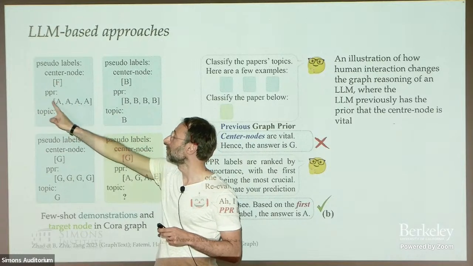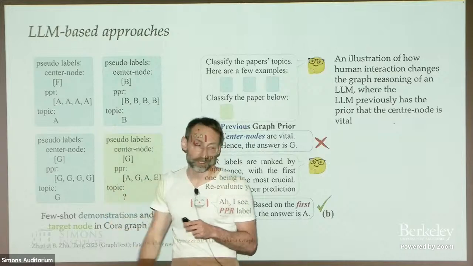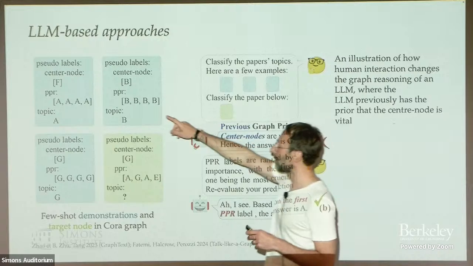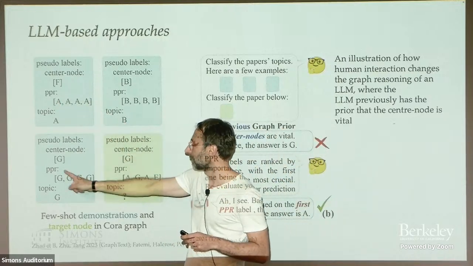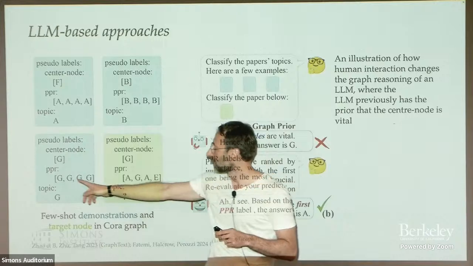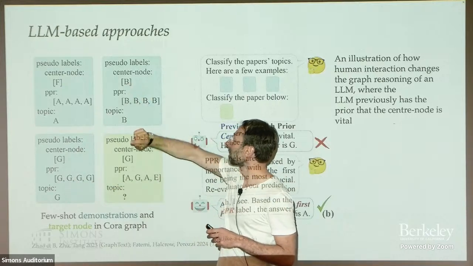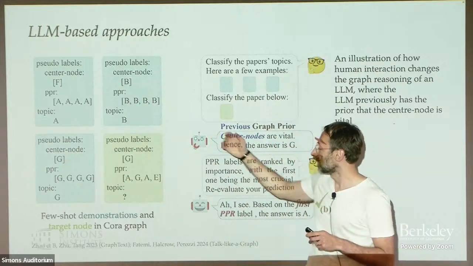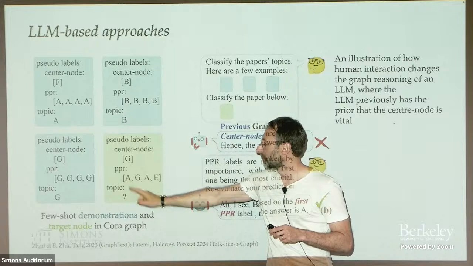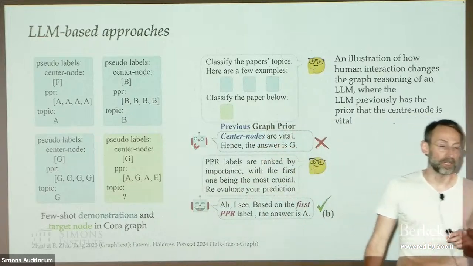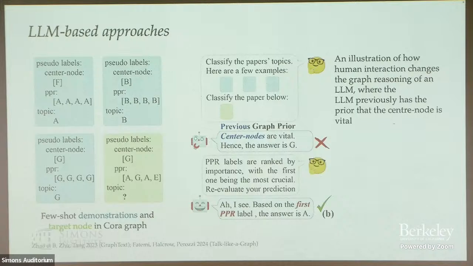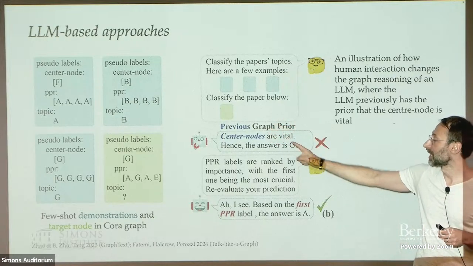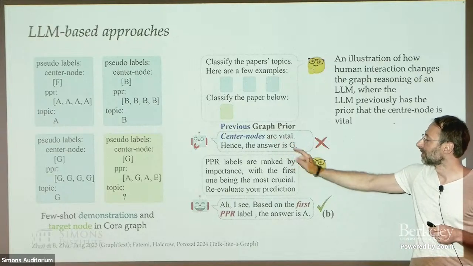You get patterns like this: this is my central node, and these are the labels of the neighbors, ordered based on personalized PageRank. My node is of type F, and the neighbors are all A. In another example, the node is of type G, and all the neighbors are G. In another, the node is of type B, and all the neighbors are B. And here is the question: I give you a node G, and the neighbors are A, G, A, E, and you need to predict what type the node is. We use a pre-trained model like ChatGPT, and the answer is that central nodes are vital, so the answer is G.